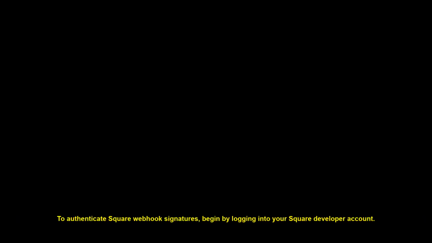clearly. To authenticate Square webhook signatures, begin by logging into your Square developer account. Navigate to the Webhooks section in your dashboard. Create a new webhook or select an existing one for which you want to authenticate signatures. Locate the signing key for your webhook in the dashboard. This signing key will be essential for verifying the webhook requests.